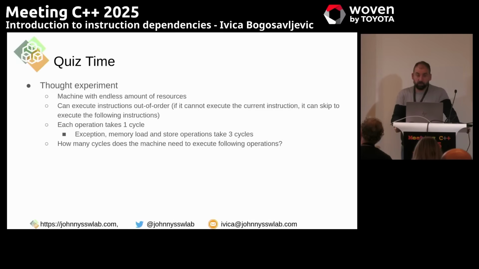Okay, now a small quiz time. We're going to do a thought experiment. Imagine we have a machine that has an endless amount of resources: an unlimited amount of memory loaders, unlimited numbers of adders and multipliers, unlimited amounts of every possible hardware that you can have. We want to simulate in our brains how much time it takes to execute a certain loop here. Each operation takes 1 cycle, except for memory loads and stores, which take 3 cycles. So how many cycles does the machine need to execute the following operations?